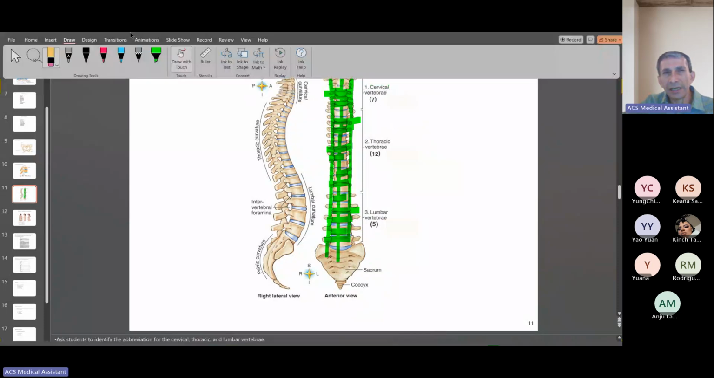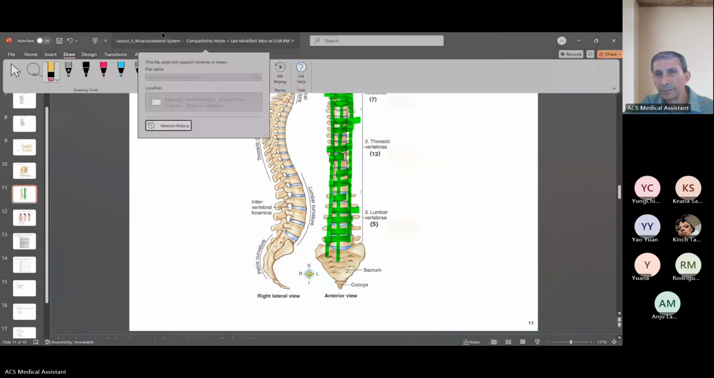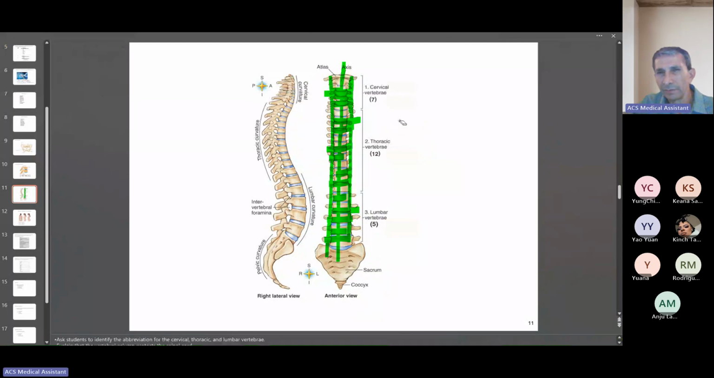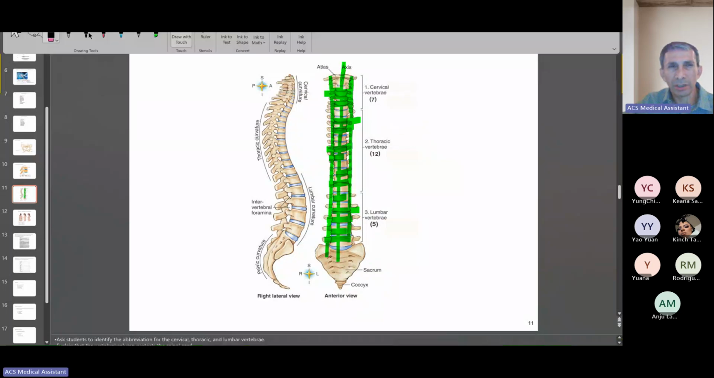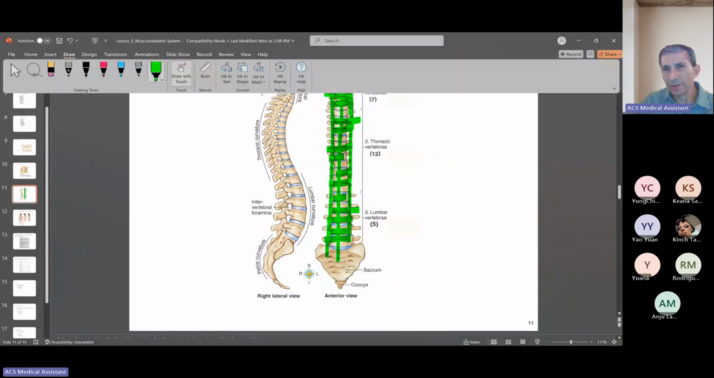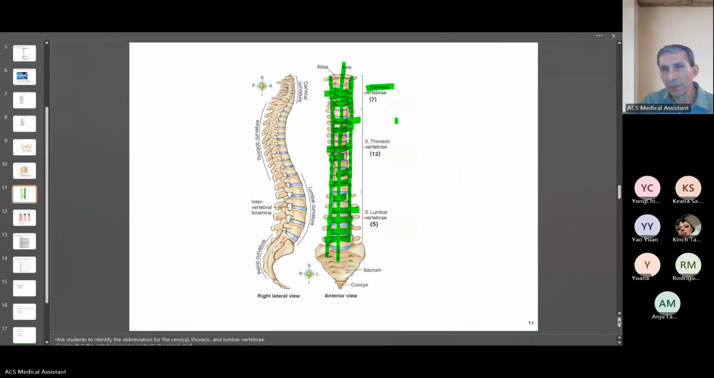This is the cervical. This is the cervical vertebrae. This region is the thoracic vertebrae. This is the lumbar vertebrae, and this is the coccygeal vertebrae. So this is the coccygeal vertebrae. So we have 1, 2, 3, 4 regions.